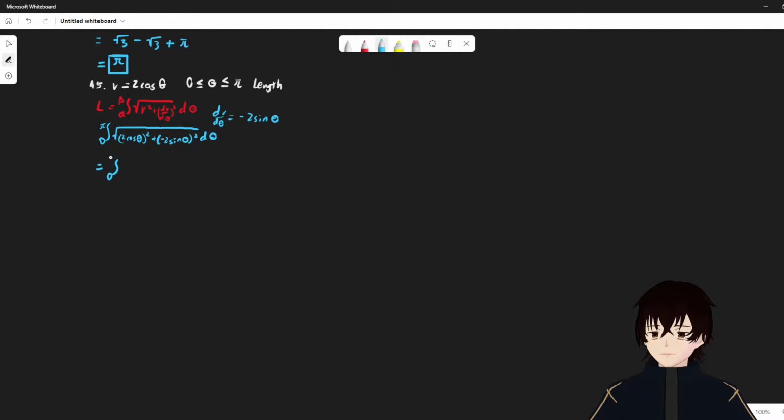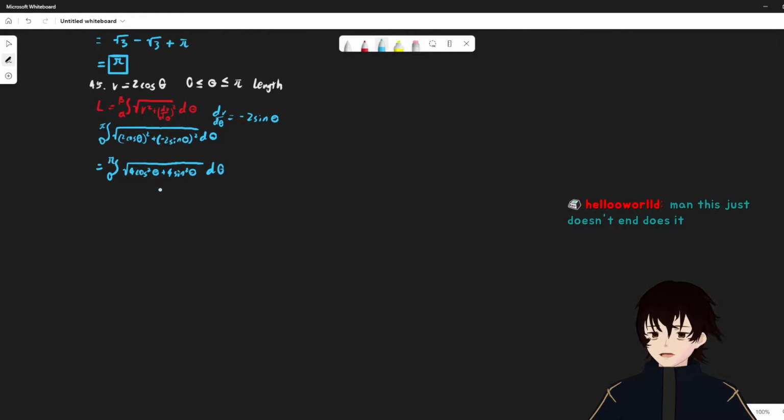That's equal to the integral from 0 to pi of the square root of 4 cosine squared theta plus 4 sine squared theta. No, calculus never truly ends. It will haunt you forever.